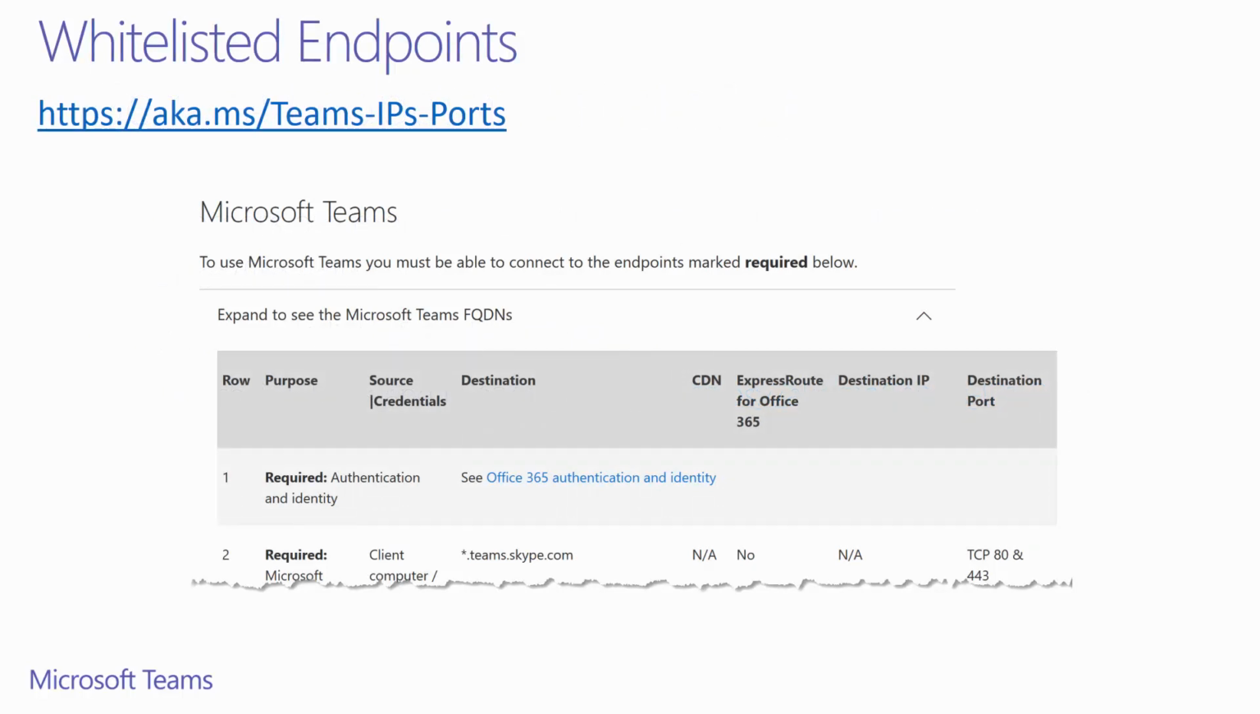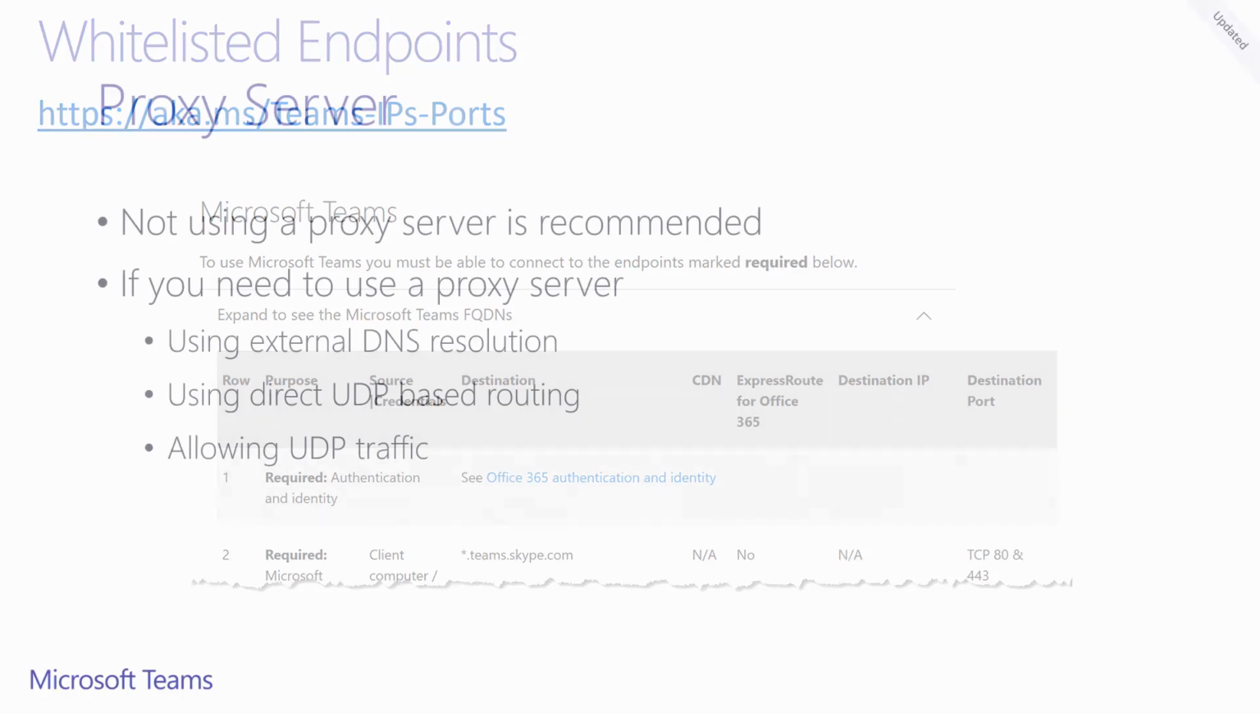aka.ms/teams-ips-ports has a complete list of endpoints to whitelist, and be sure to subscribe to the RSS feed and stay up to date with any changes. We are only showing a small snippet of this page. It is very important you whitelist all the endpoints and ports on this page to ensure the client can successfully communicate with the backend services and behave as intended.